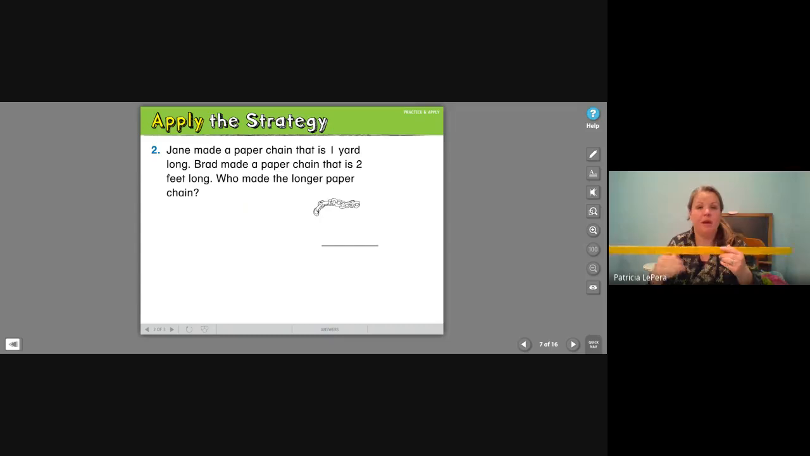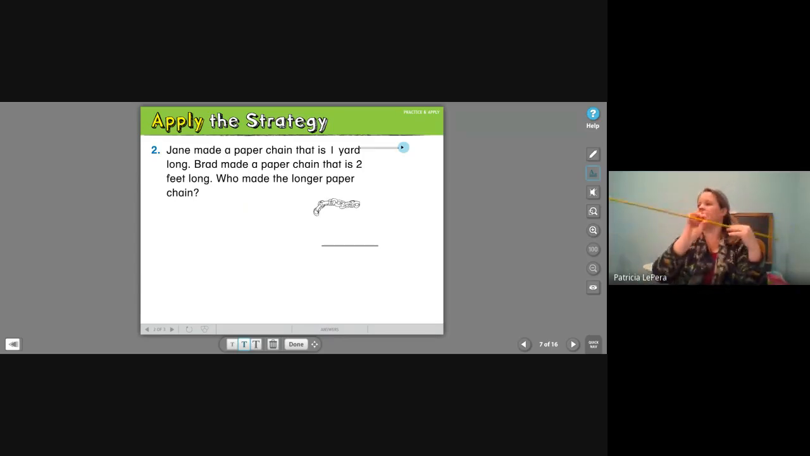I know from previous lessons what the answer is already, but let's talk it through. Maybe you have an idea too. So, first thing I want you to notice, Jane's talking about yards, Brad is talking about feet. So we need to make them both the same. So let's change yards into feet also. How many feet are in 1 yard?